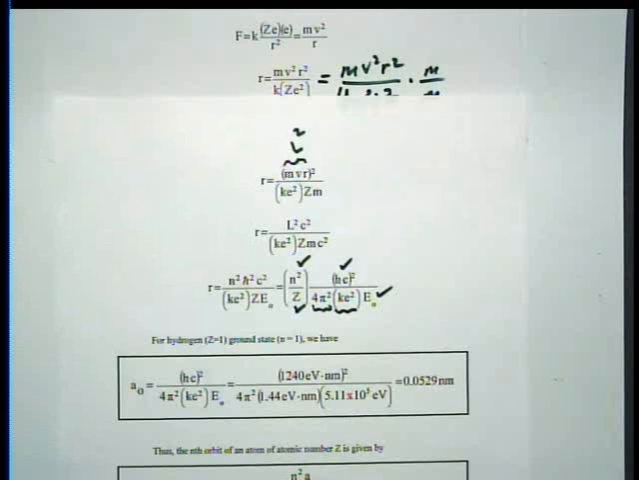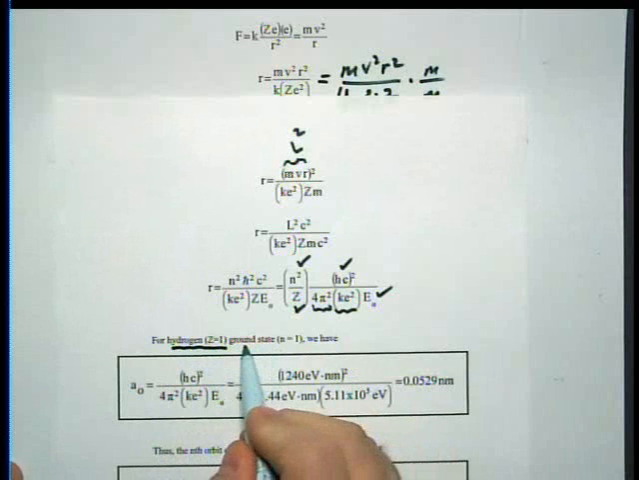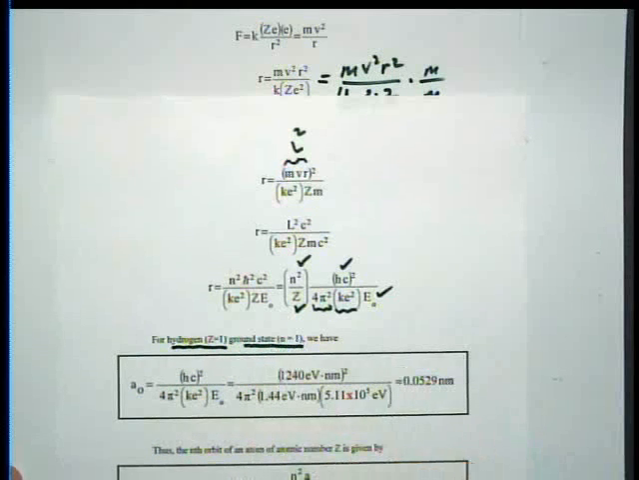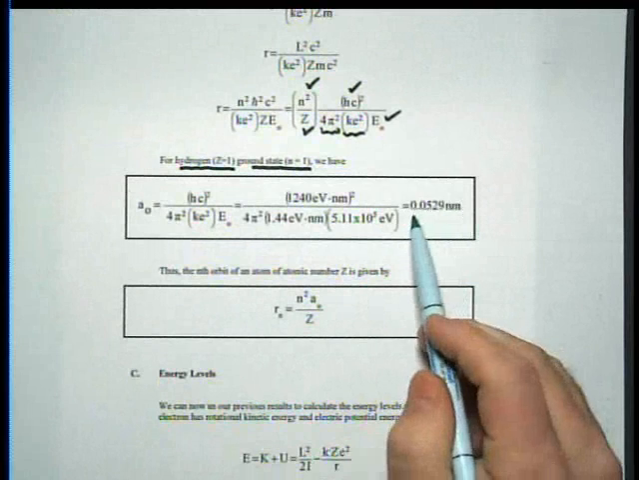So you now have something that predicts what the size of an atom is, with nothing to be adjusted. Plug that in for hydrogen, and the ground state, which is the lowest n, which is 1, and you'll get a number that looks like this.